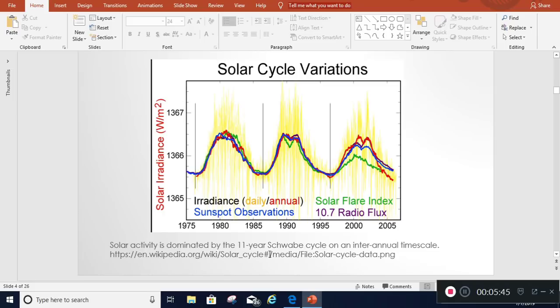And you can look this up on Wikipedia. I reference everything here. None of this is made up. I didn't make any of this up. This is all referenced material that's publicly available information.